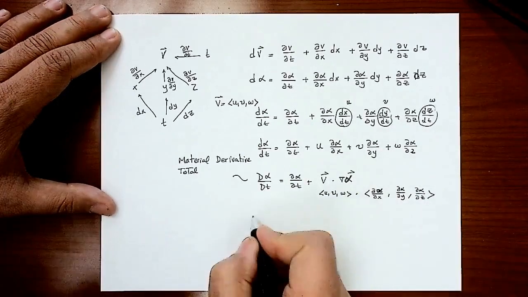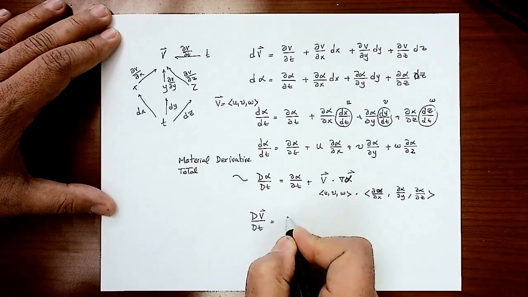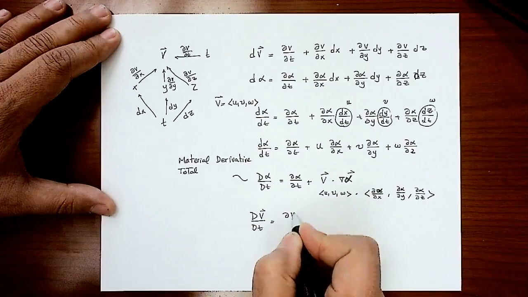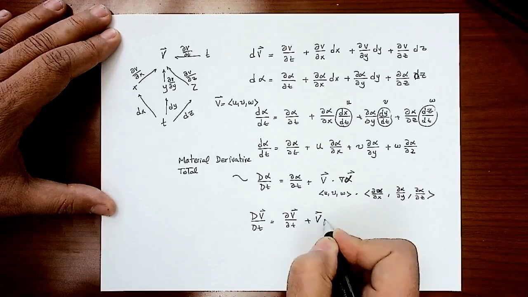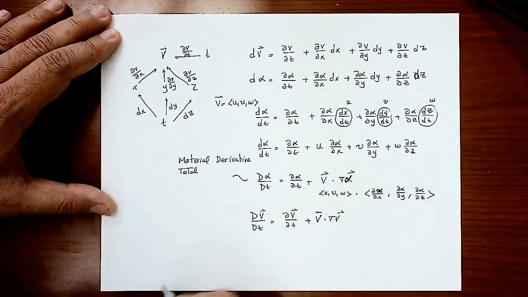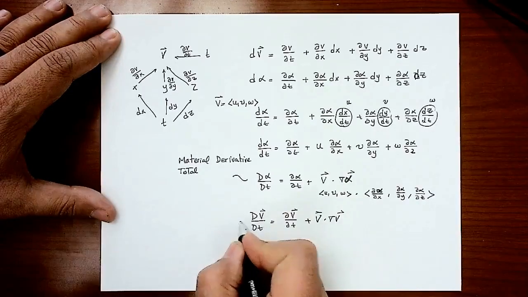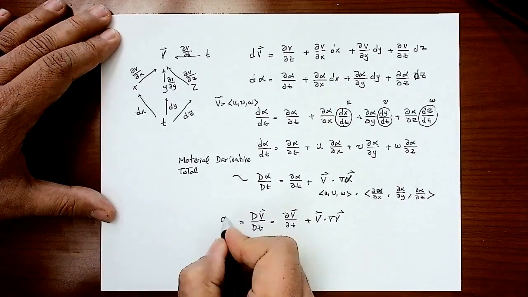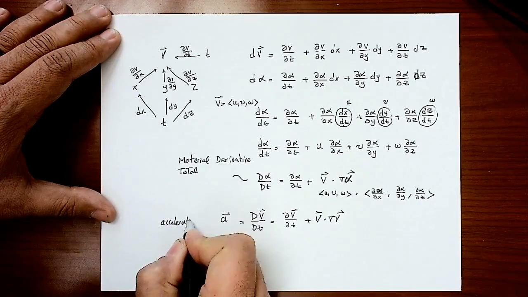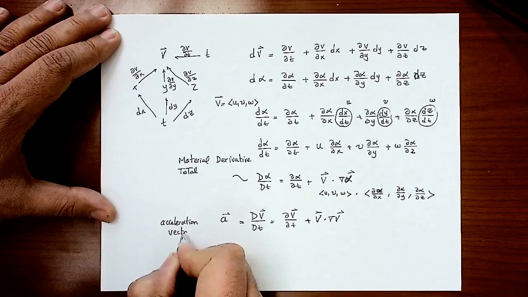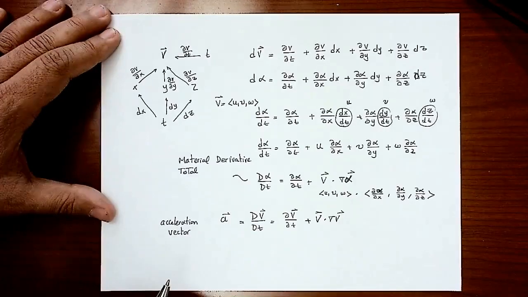If we are doing the total derivative of velocity relative to the time, I would have partial v by partial time t plus the velocity vector v dot nabla v itself. And we know that the total derivative here of the velocity relative to the time will give me what? That will give me the acceleration vector. So the acceleration is the total derivative of the velocity relative to the time.